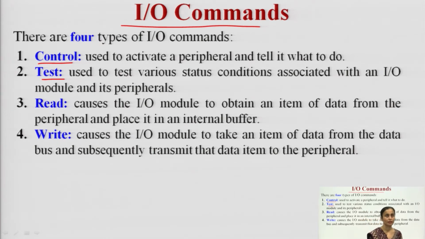Then third, read. Read causes the input module to obtain an item of data from the peripheral and store it in its own register, meaning its internal buffer. Then the fourth one, write. Write causes an IO module to take an item of data from the data bus and send it to the peripheral. So, these are the 4 commands required when connecting any peripheral device to the CPU: control, test, read and write.